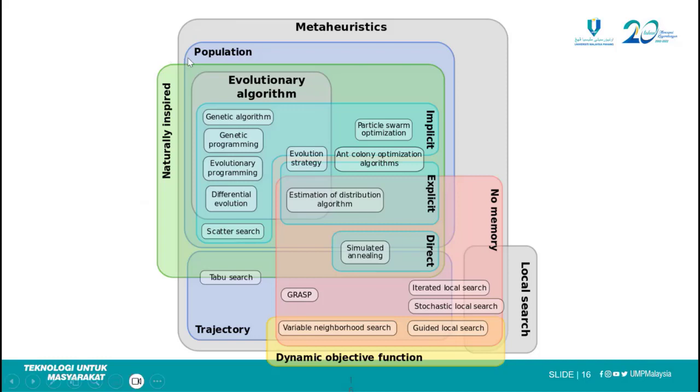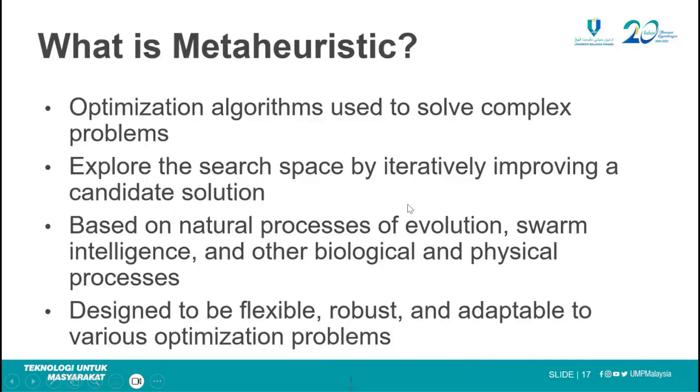So some examples of metaheuristic algorithms under evolutionary algorithms are genetic algorithm, genetic programming, evolutionary programming, differential evolution. Then the particle swarm as well. Particle swarm is one of the approaches under the naturally inspired algorithms, including ant colony optimization, simulated annealing, and so on. Okay. So again, what is metaheuristics?